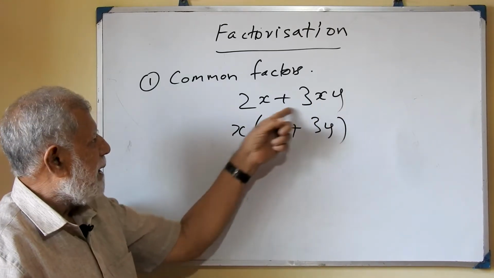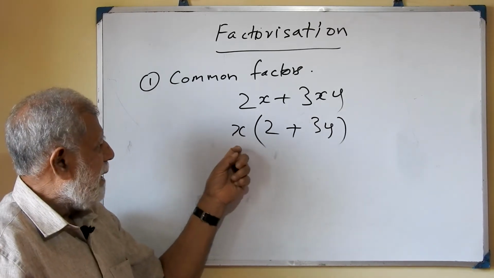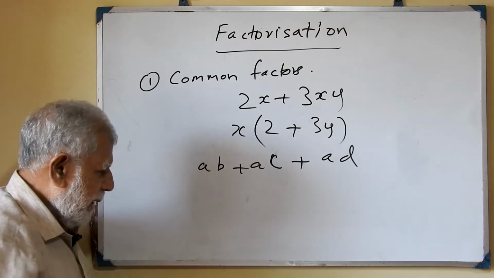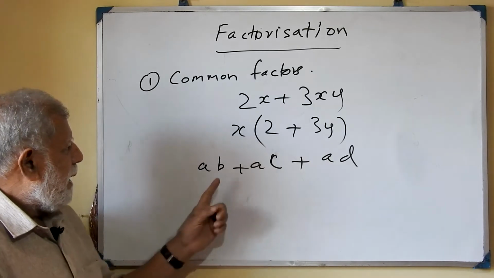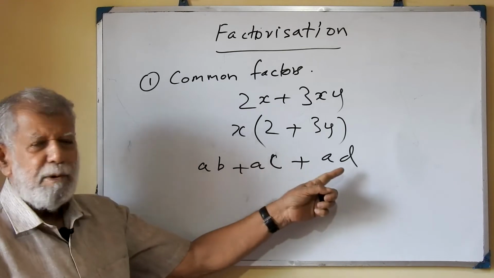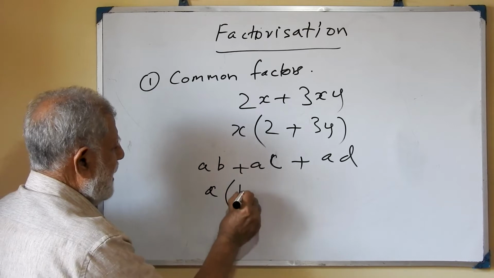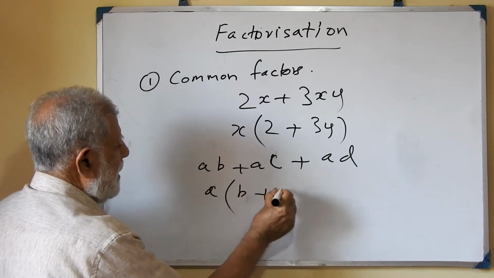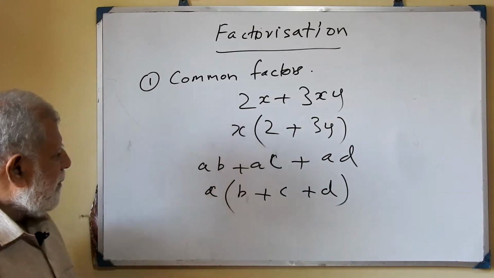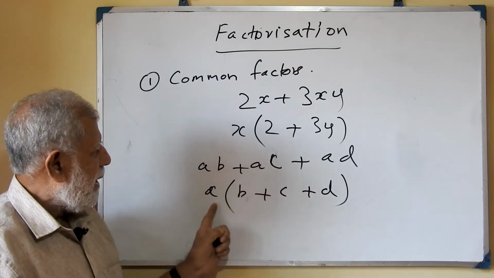So there are 2 factors for this expression. What is one factor? One factor is x. The other factor is 2 plus 3y. We'll take another example. Look, there are 3 terms here. AB plus AC plus AD. And in all the 3 terms you get A as a common factor. So we take out A. And we write out the remaining. So B plus C plus D. And if you want to check the answer, you can multiply A into B, AB, A into C, AC, A into D, AD.